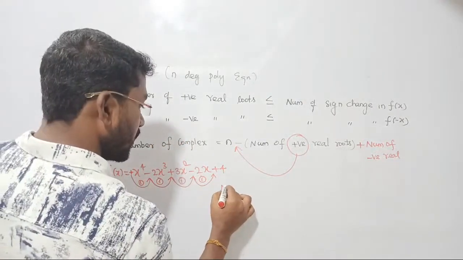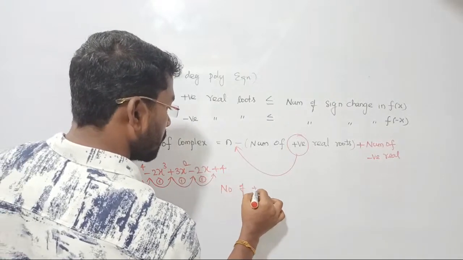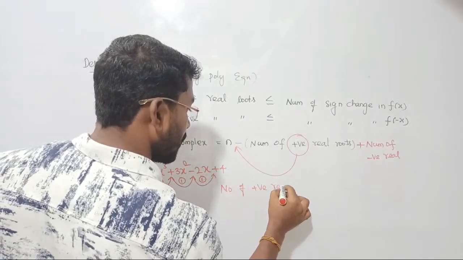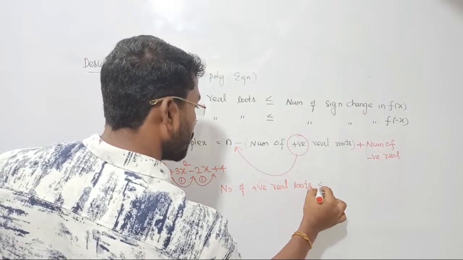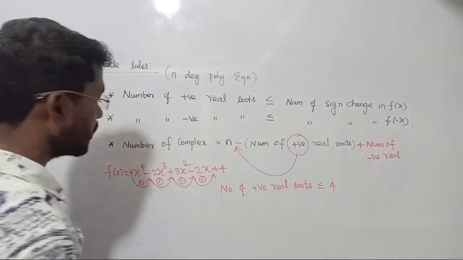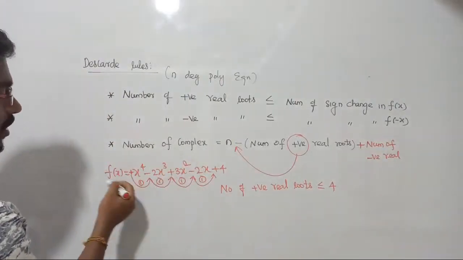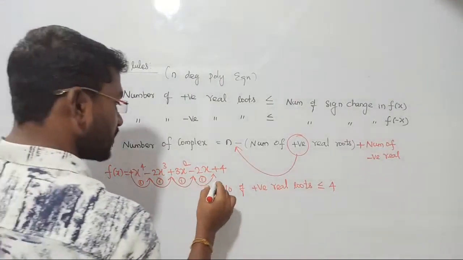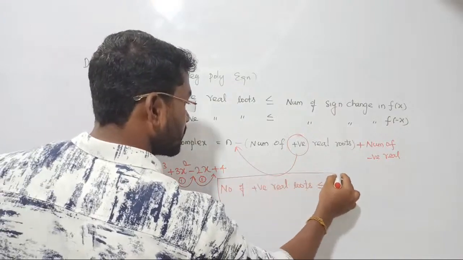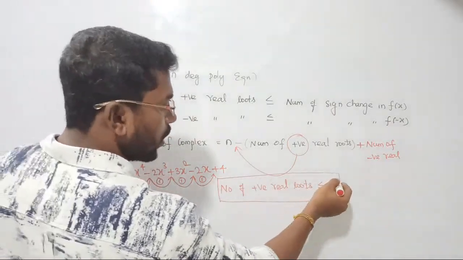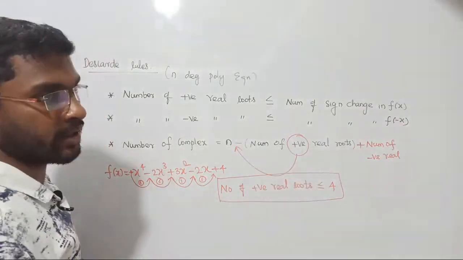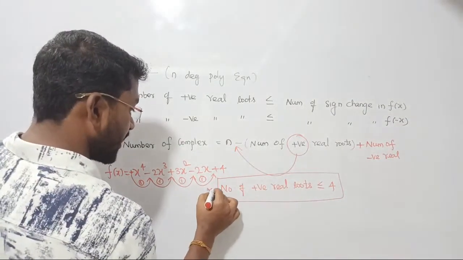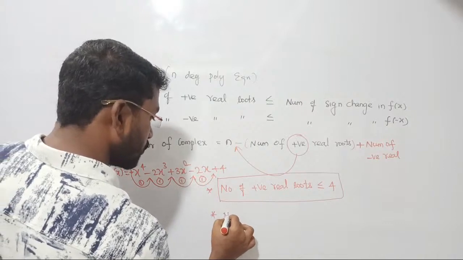So the number of positive real roots is going to be less than or equal to 4. Clear? Totally what should we consider? 4th degree only, right? So we are considering a 4th degree polynomial equation; the number of positive real roots is equal to 4 or less than 4. Less than 4 in the sense 3, 2, 1, 0, either. Anything could be possible. Second, number of negative real roots, right?